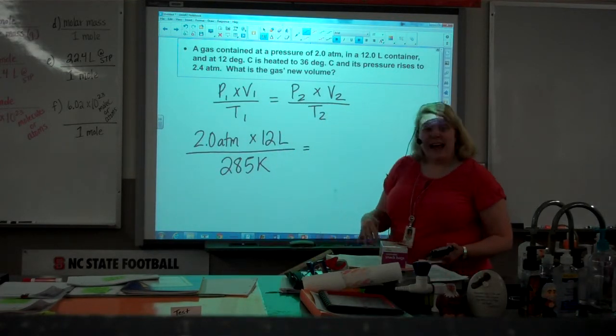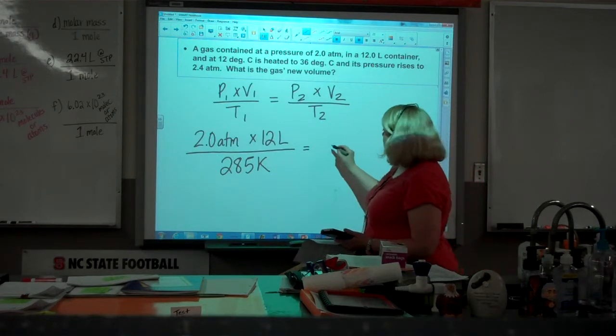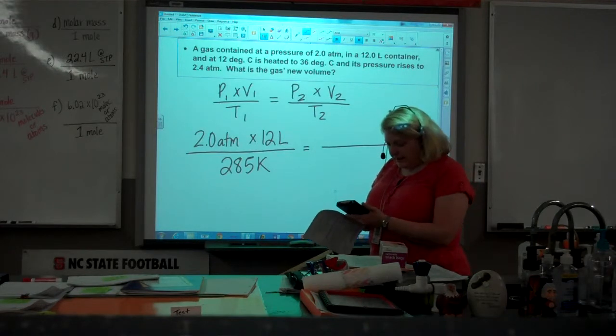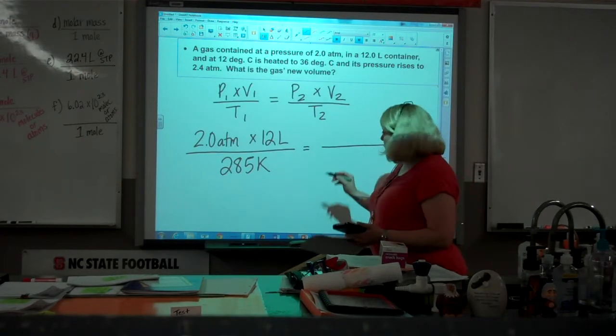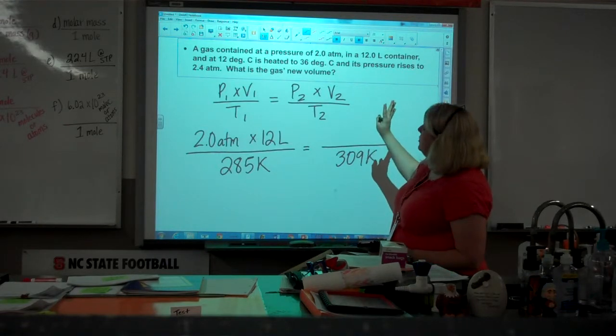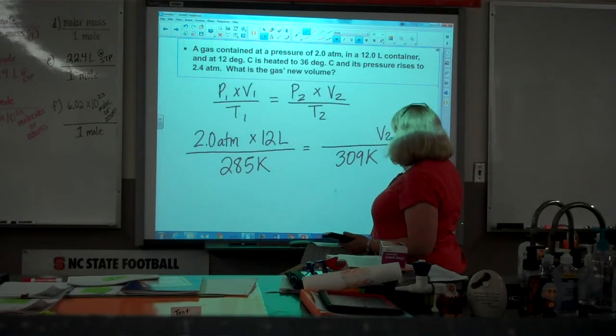And this time my gas gets heated. It goes up to 36 degrees Celsius for this one. So again, my 36 degrees Celsius is 309 Kelvin. And I want the new volume, so I'm looking for V2.